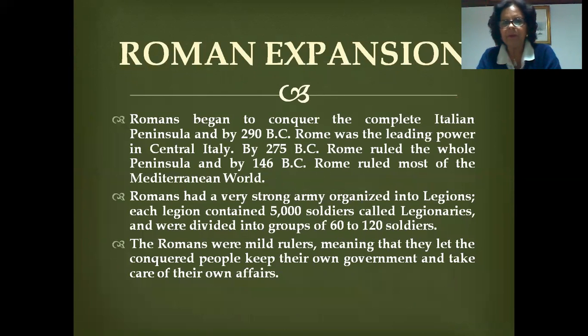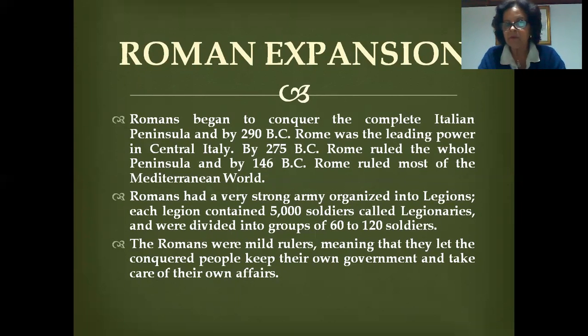We're also going to talk about the Roman expansion, how this all began, how Romans began to conquer the complete Italian peninsula, around 290 BC. Before that, the Etruscans had conquered only the peninsula from the middle to the north. Then when the Roman Republic was formed, the complete peninsula was ruled by the Romans. It became one of the most important areas around the world.